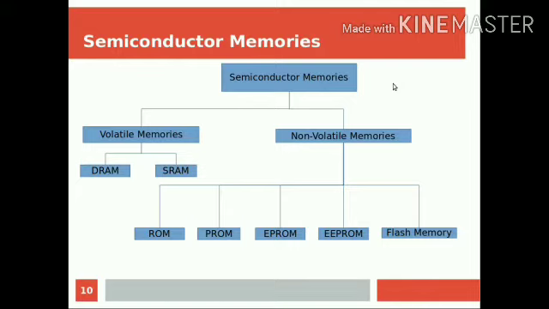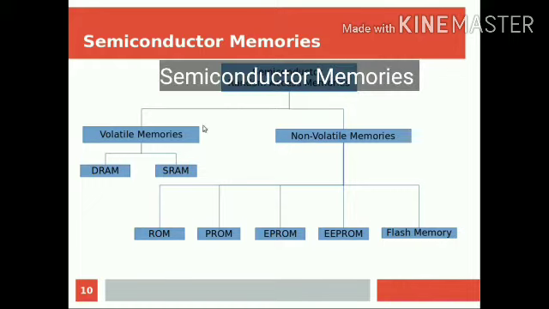Next we can discuss semiconductor memories. Semiconductor memories can be classified into volatile memories and non-volatile memories. In the case of volatile memories, as the name implies, they will retain their data as long as the power is there. When the power is lost or interrupted, the contents may be lost. Under this category we will discuss DRAM, dynamic RAM, and static RAM.